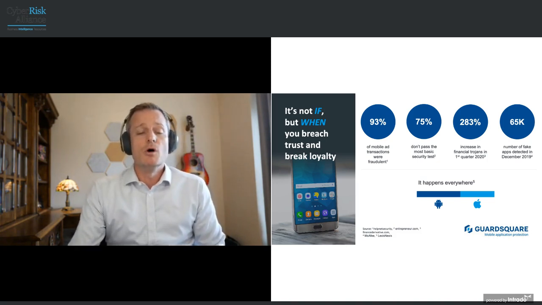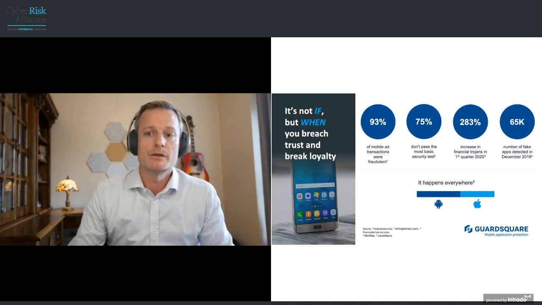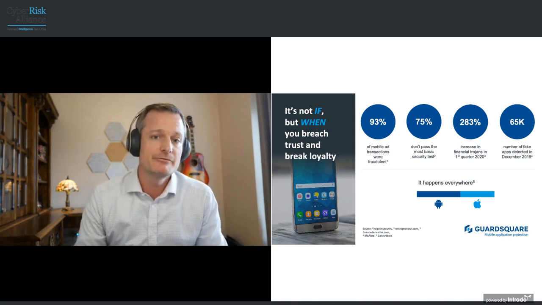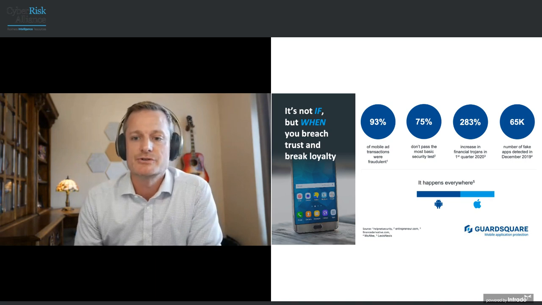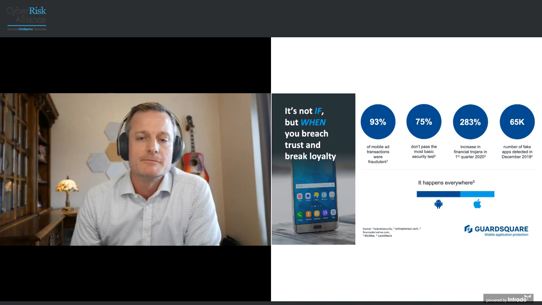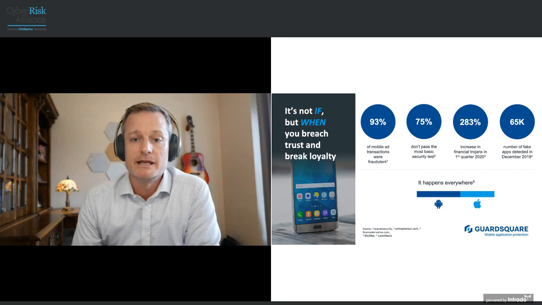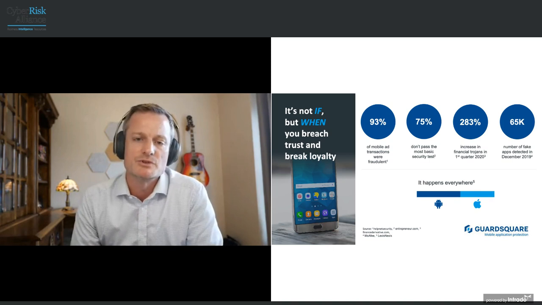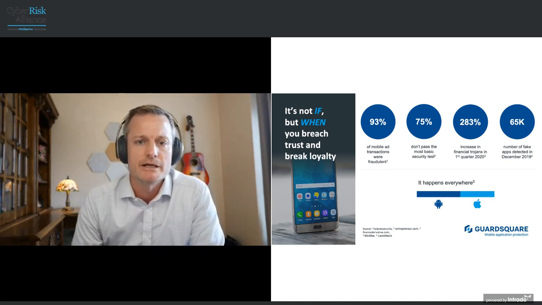So when we think about mobile app security, one of the key premises we hold is that it's not if, but it's when you breach trust or break loyalty or have a security issue that you need to contend with. So we need to all work on the premise that we're going to see security threats. Fraud is a major issue that we see. 93% of mobile transactions are fraudulent. There's some research out there that shows there's a lot of emphasis that goes behind trying to create fraud, and we'll see some examples of that as we go through here.